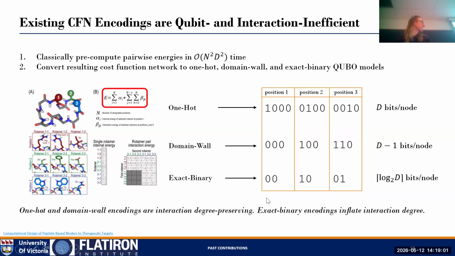But the result is a higher order binary problem, which, if we're to run it on hardware, we need to quadratize or reduce the degree of. So one-hot and domain wall encodings are interaction degree preserving. Exact binary encodings inflate interaction degree. And when we actually quadratize exact binary encodings, we end up having to use the same number of qubits as a one-hot encoding. So it seems as if we're stuck if we want to use a minimum number of qubits while at the same time reducing interaction degree to pairwise.